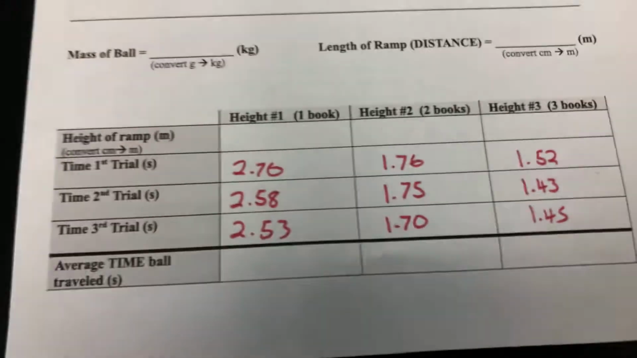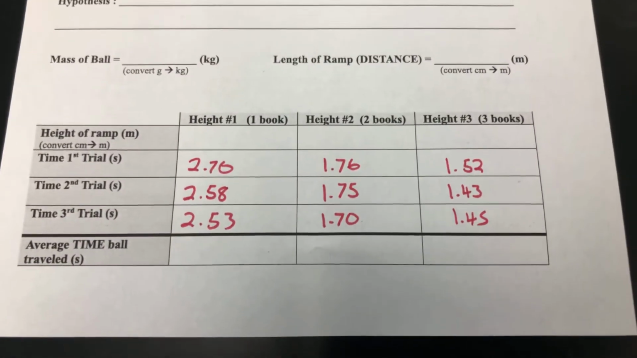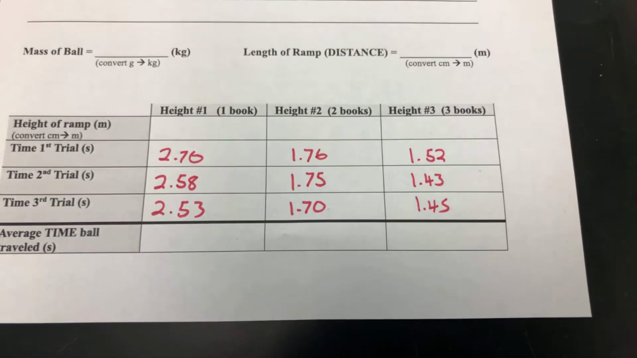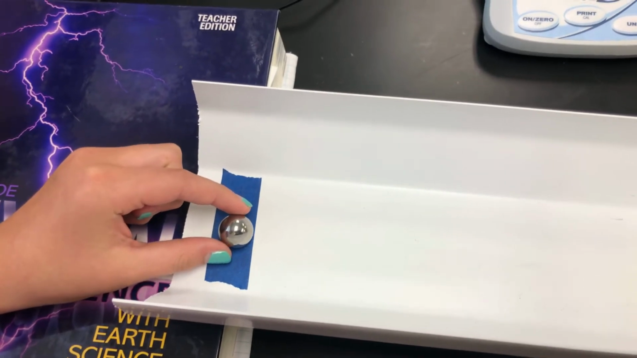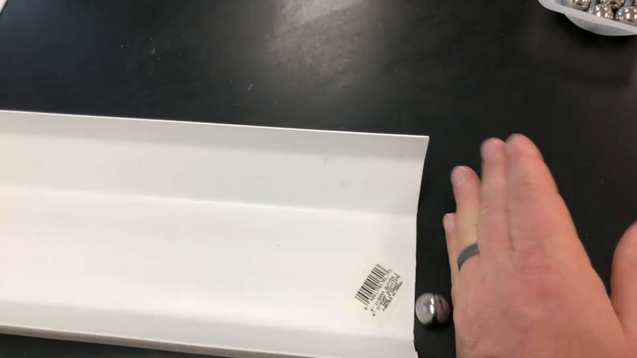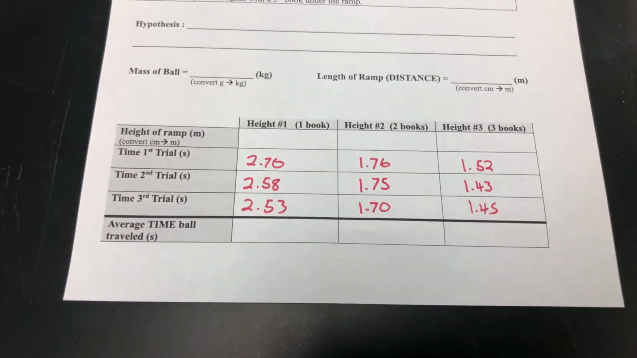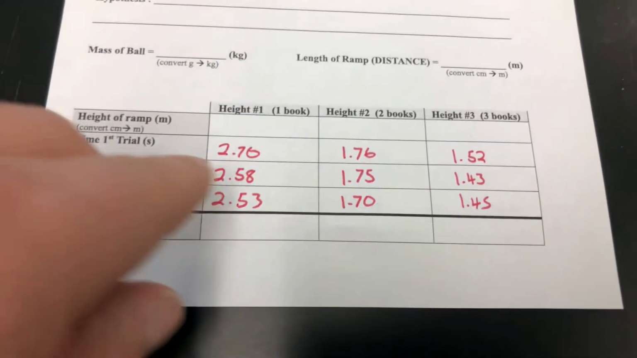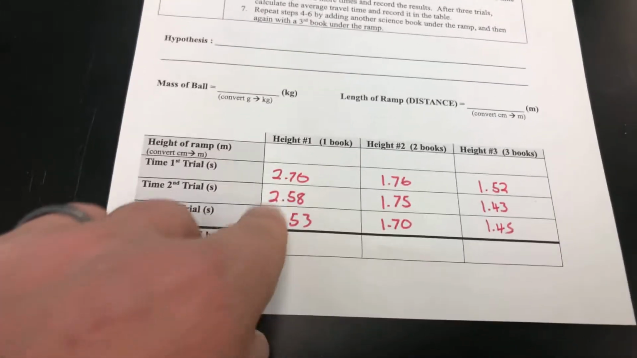Now, I have the times written in for you, but let me do a demonstration on how this goes. So what we would do is start the ball right there, and we would let it go and follow it all the way down, boom, to the end, and stop the time right there. And we would get those times. Now you have to calculate the average of them, and my bad writing, that is 2.70.